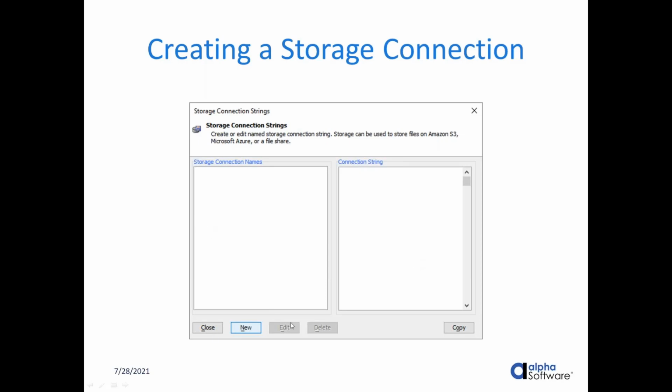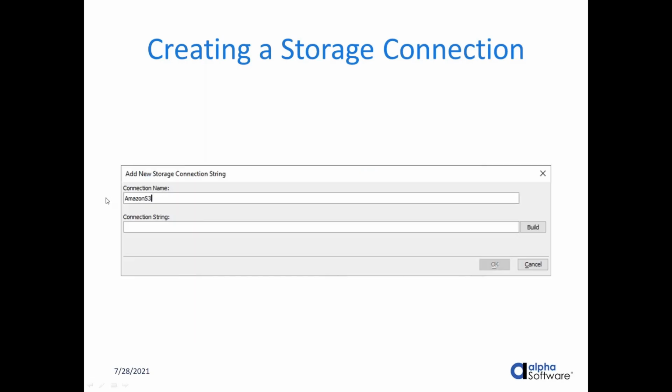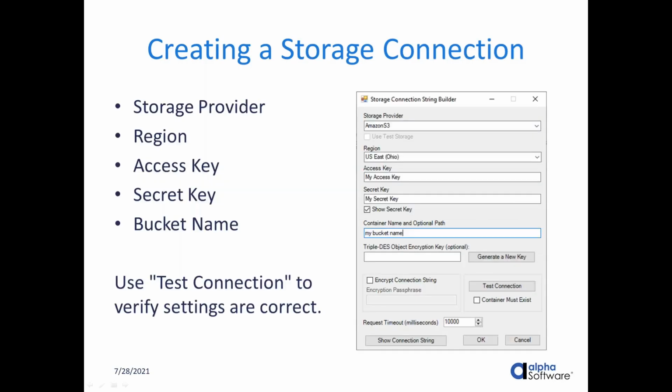So when you're in here, you're going to click New. You're going to give it a name. In this example, I've named it Amazon S3. Once you've named it, you're going to click on Build. And then here, you're going to get the storage connection string builder. What you need to do is select your storage provider. In this case, it's Amazon S3.